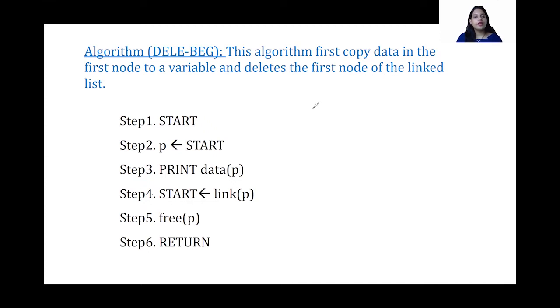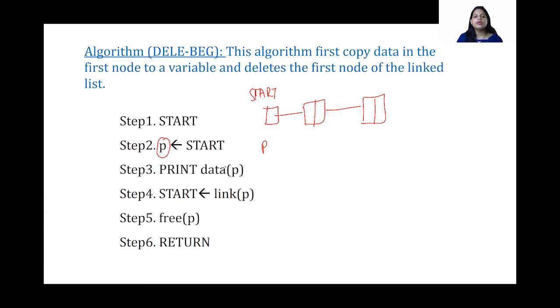So before we are deleting, we are storing it in a variable so that we can display that we are going to delete this particular node, and then we are going to remove the node. So we are starting. First, I'm going to say that p is equal to start. Suppose this is my linked list and I have only two nodes. This is my start. I'm going to have a pointer variable p of type node, which is pointing at start.